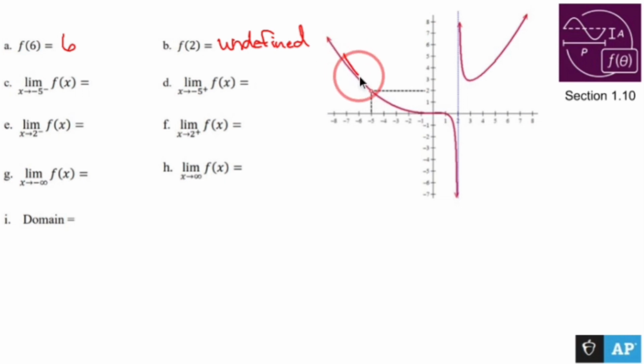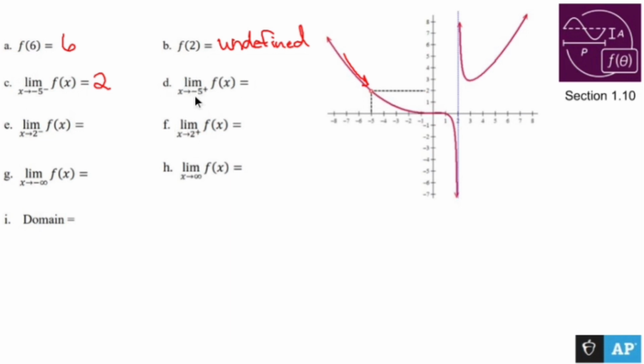But as I go towards it from the left, I am approaching this value, which appears to line up perfectly with 2. So the limit as x approaches negative 5 from the left lines up with 2. Remember, a limit is not an exact answer if you're approaching something. It just means that we're basically at 2, so let's just call it 2.